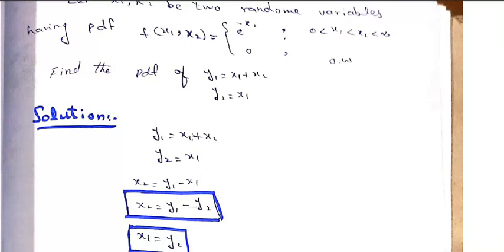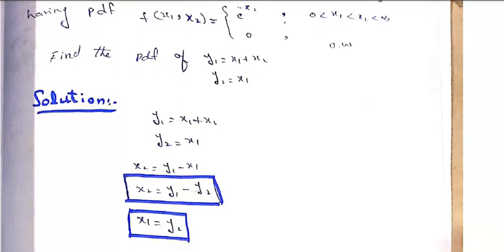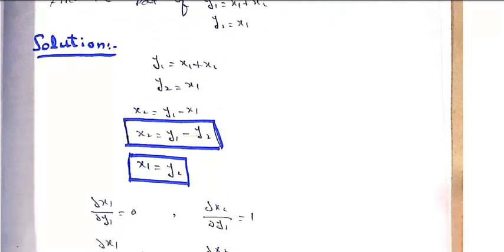Here you can see that x2 is equal to y1 minus x1, and x1 is the value of y2. Now x2 is y1 minus y2 and x1 is y2. Now I have found the values of x1 and x2.